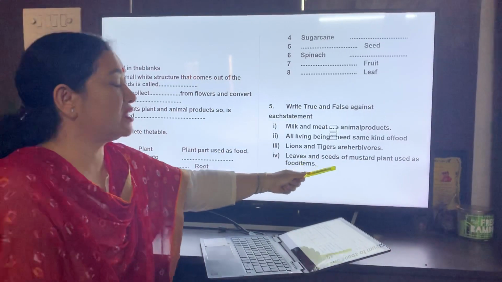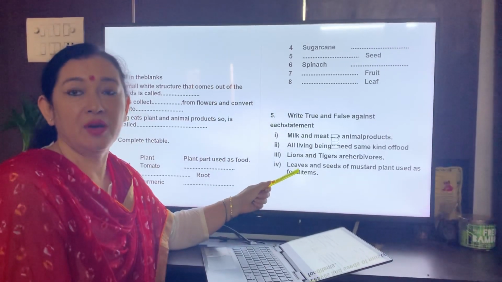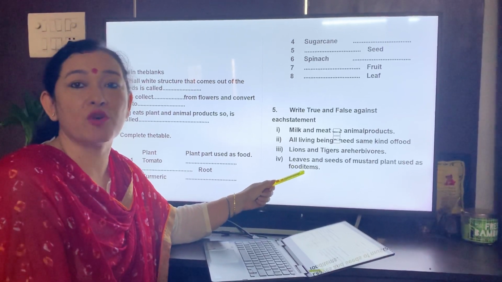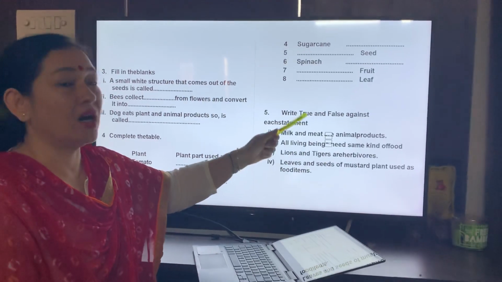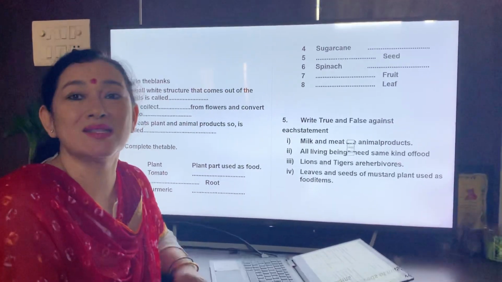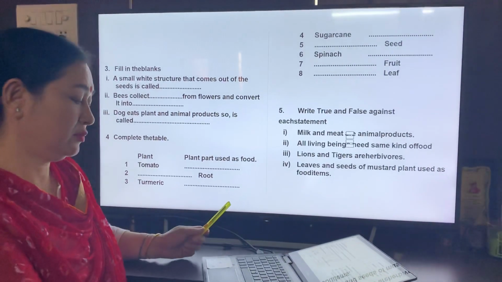Now, leaves and seeds of mustard plants are used as food items. Yes. You must have eaten saag during the winter season. Saag comes from mustard leaves. And the seeds are converted into oil, which in Hindi is called sarson ka tel, which is used in our homes.